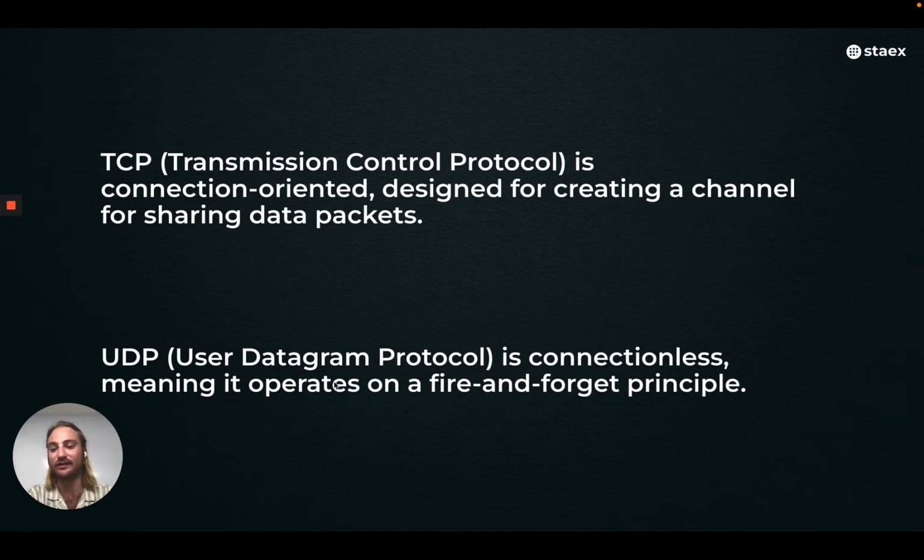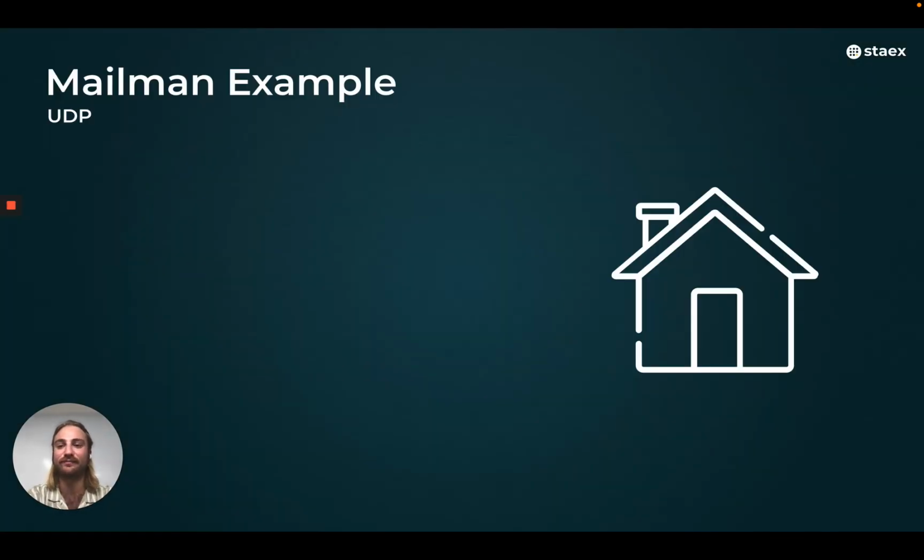UDP, or User Datagram Protocol, is connectionless, meaning that it operates on a more fire and forget principle. So that means if you say, I want to send it to one machine, it'll send it in that direction and not really care if it actually ends up getting there. And we can represent both of these in an example using a mailman.